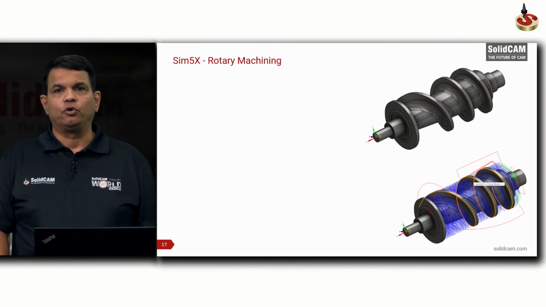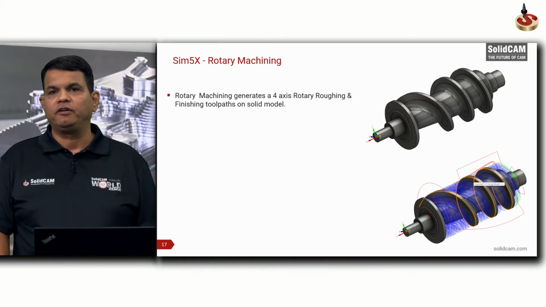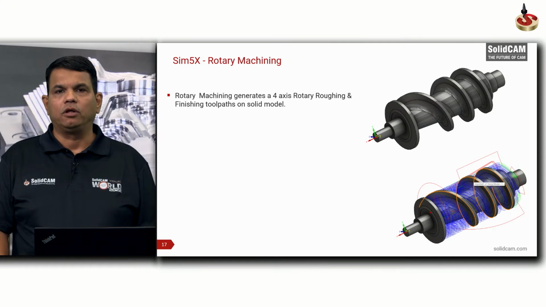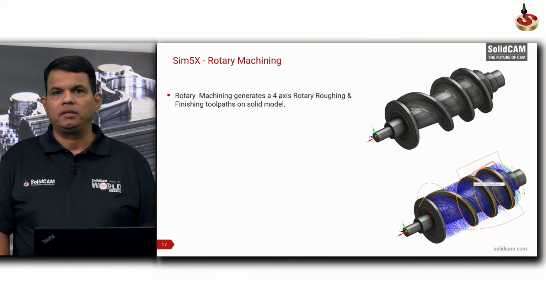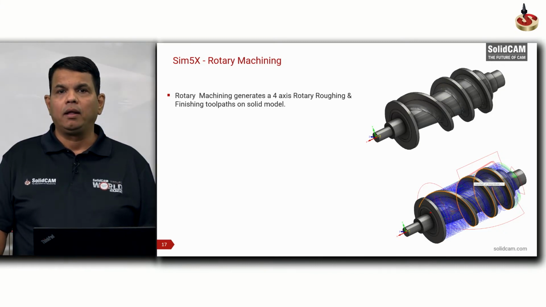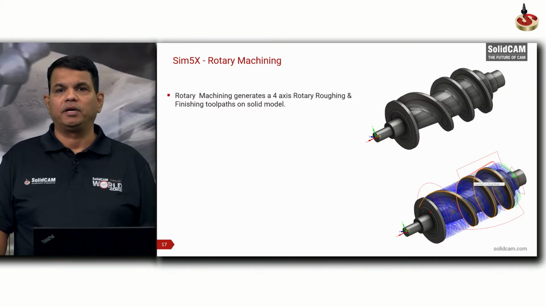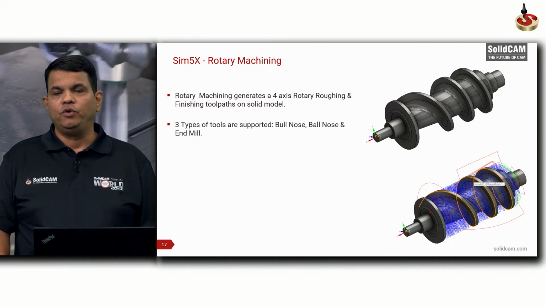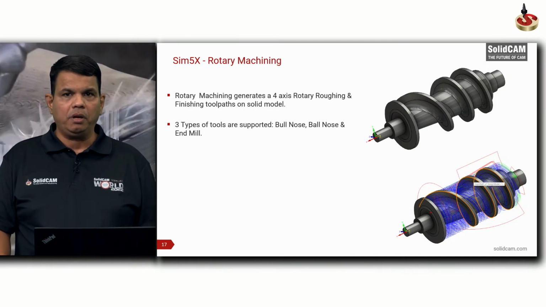Next, we move to rotary machining. Here we have rotary machining that generates 4-axis rotary roughing and finishing toolpaths on any solid model. It need not be a screw. It can be any kind of part that rotates around an axis, and rotary machining will handle this particular part. It'll do roughing as well as finishing of that part in 4 axis. We support 3 different types of tools in this: bull nose, ball nose, and end mill.